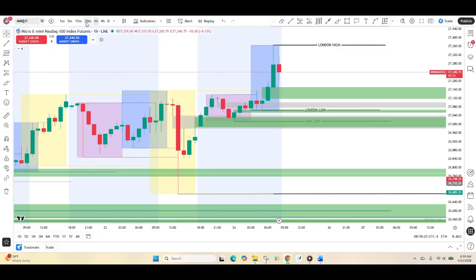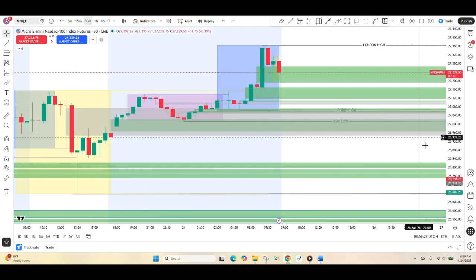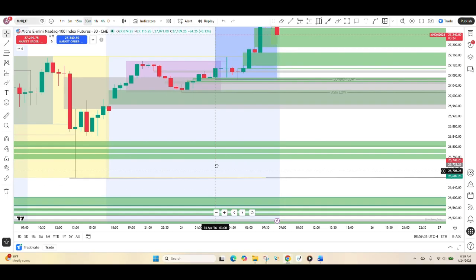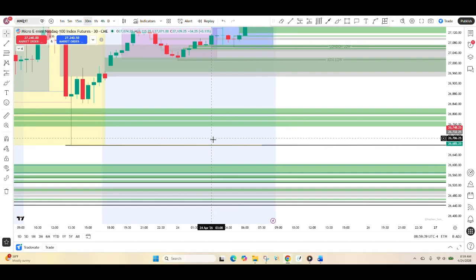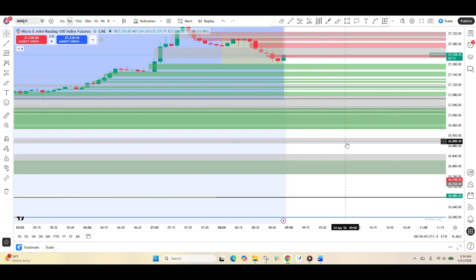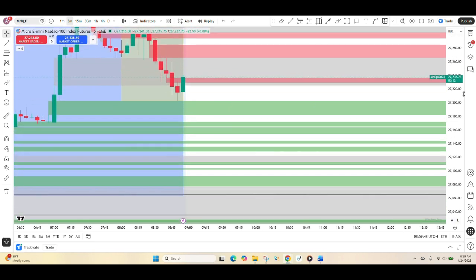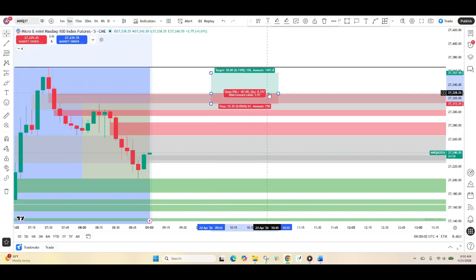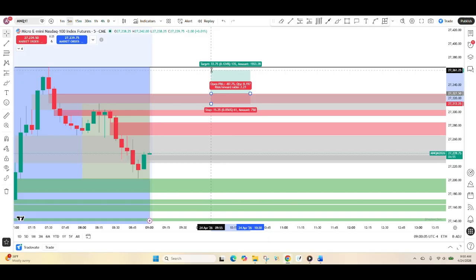Alright, we're going to go down to the 30 minutes, to see if there are any key levels here. Which I don't. To the 5 and start marking our entries. So we have a bunch of bearish fair value gaps, meaning that we can look for a long. We can target this key level.